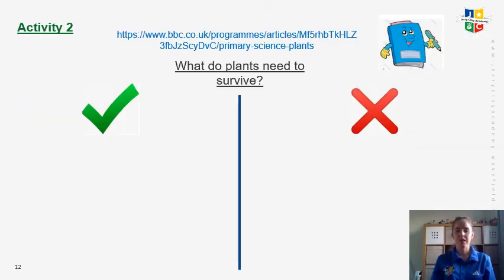In your exercise books now, you need to draw the table that is on the screen. So you need a heading of what do plants need to survive? You need it splitting down into 2 columns with a tick on one side and a cross on the other side. Pause the video so you can do that now.